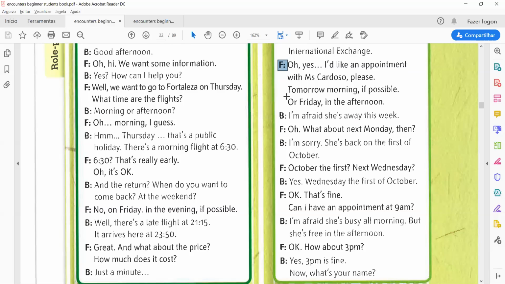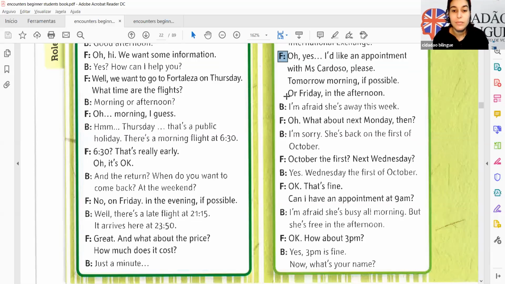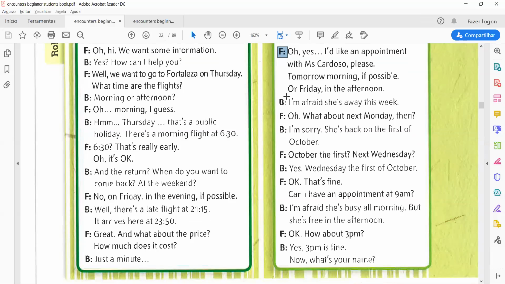But I'm afraid she's away this week. This week. Oh, what about next Monday then? I'm sorry. She's back on the 1st of October. October the 1st? First. Next Wednesday. Yes, Wednesday, the 1st of October.